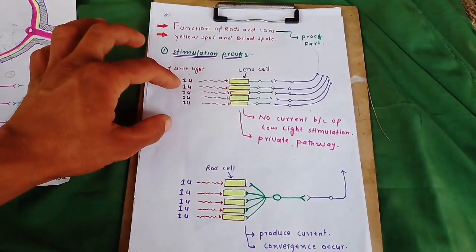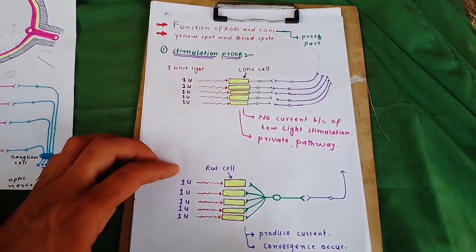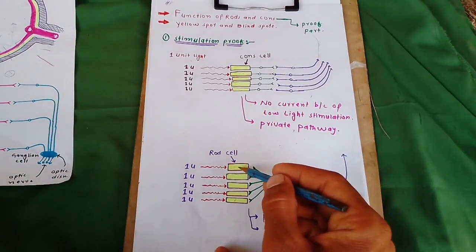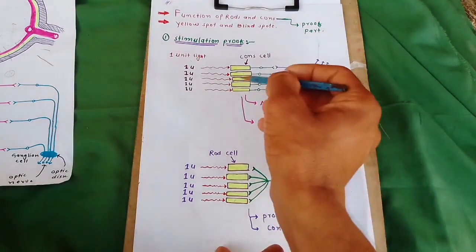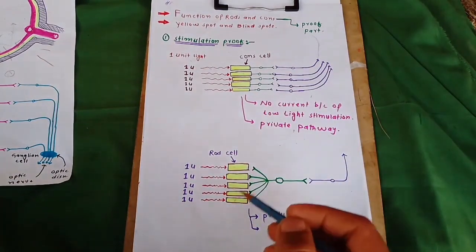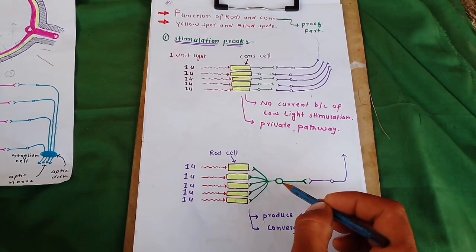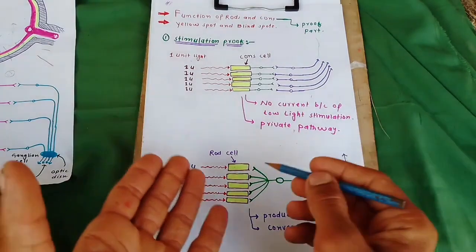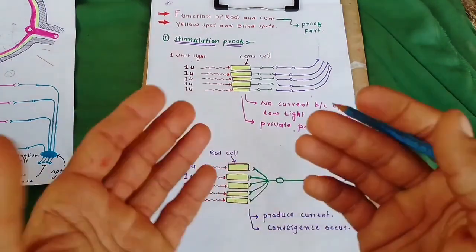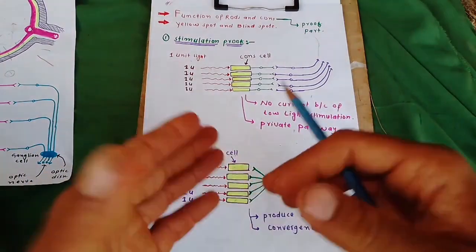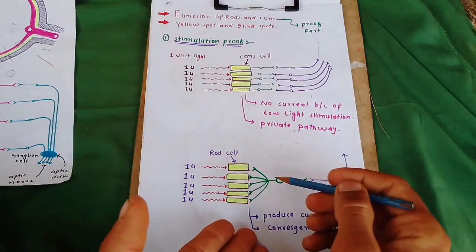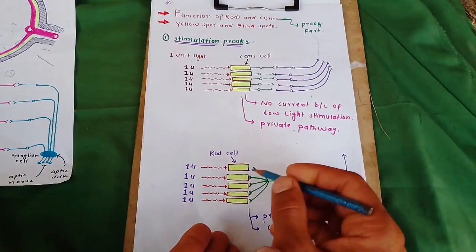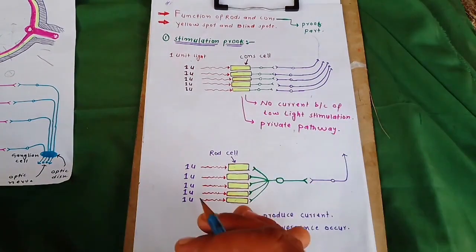But when this light, one unit of light, falls on the rod cell system, this is the rod cell 1, 2, 3, 4, 5. In the bipolar cell and rod cell connection, each bipolar cell may connect with 2 rod cells, or with 10 rod cells. Suppose this is a bipolar cell which connects 4 rod cells with each other.